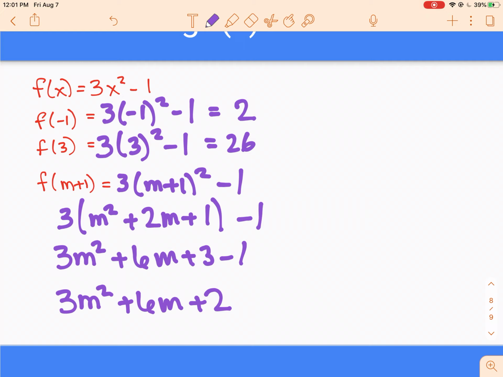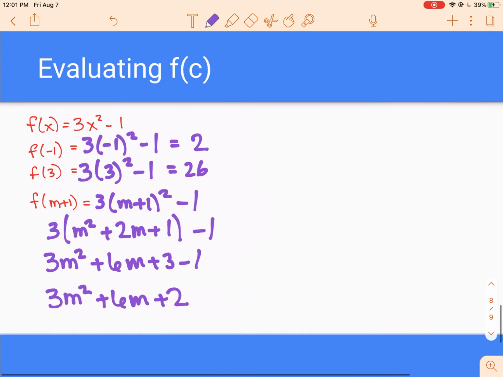Go back and listen to it again. Pause it if you need to. That is our last example.